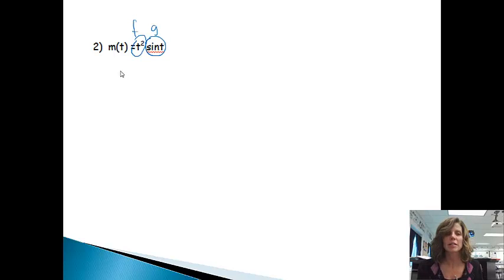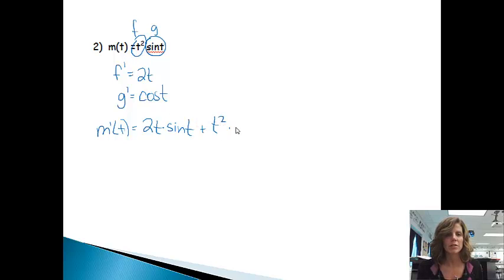Again, I like to set up my problem before I start plugging things into a rule. My f prime, the derivative of f, is 2t. And my g prime, the derivative of g, the derivative of sine, is cosine. Now we're ready to use the product rule. It's f prime times g, so 2t times sine t, plus the next part of the rule, f times g prime, which is t squared times cosine t. And that's pretty much it. We'll go one more step, because especially as we get into solving with derivatives, we'll want to simplify as much as we can.